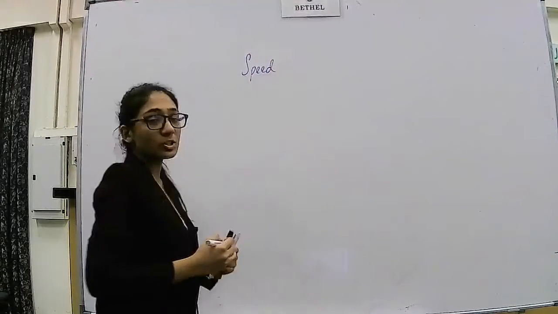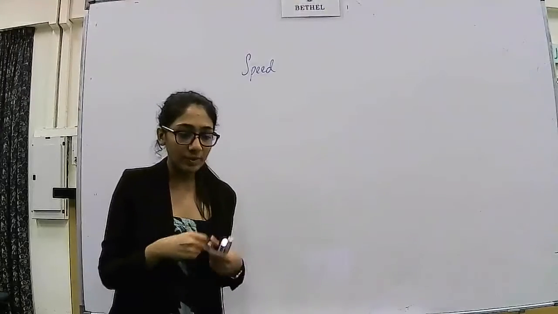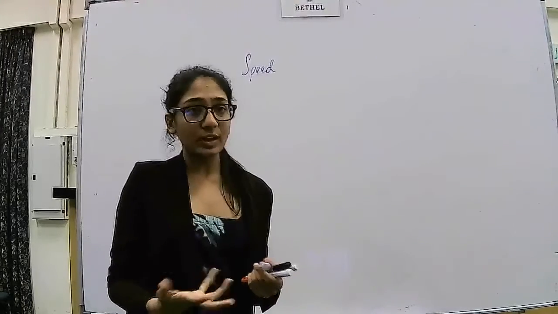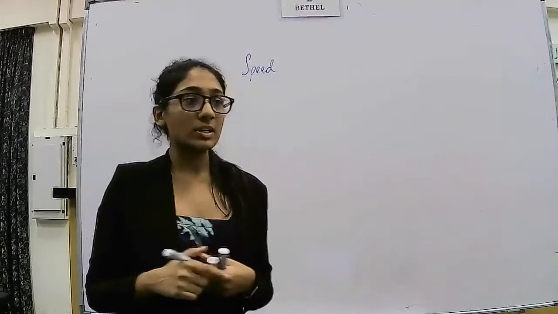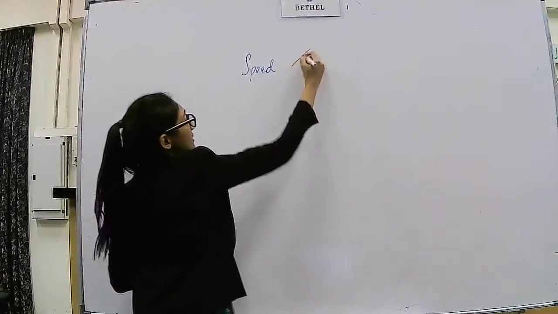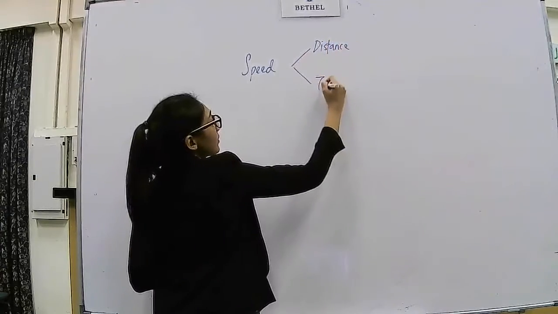Speed is the measure of how fast an object is moving. So we have a moving object and we want to see how fast it's moving. When we look at speed, there are two things we take into consideration: the distance, and the time.